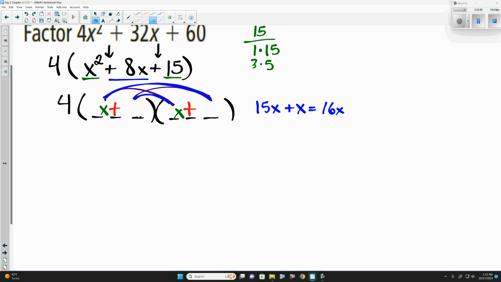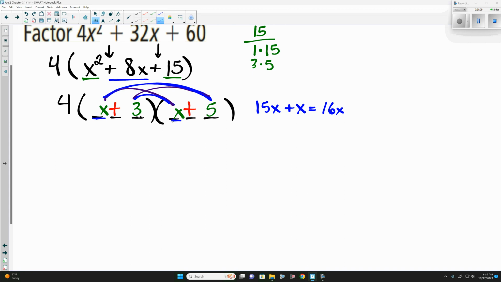So one thing we could do is I could switch the 15 and 1, but has that actually changed anything? No. Instead of having 15x plus x, we would have x plus 15x, which would still give us 16x. So instead of 15 and 1, what could we do? 3 and 5. And again, I'm just going to put one as 3, the other as 5. We're just going to pick a set and try it and check it.